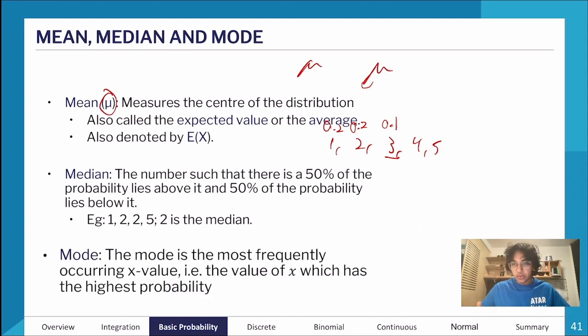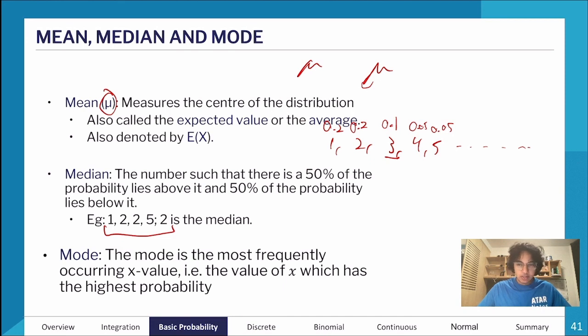Mode is the most frequently occurring x value, or event value. So in the case of the last one, the median is also the mode. It's going to be 2 because it occurs the most, the value of x which has the highest probability. So maybe this is 0.05, and maybe there's a bunch more events of just 0.05 until it all adds up to 1. Then the mode would either be 1 or 2 because it has the highest probability of occurring, if that makes sense.